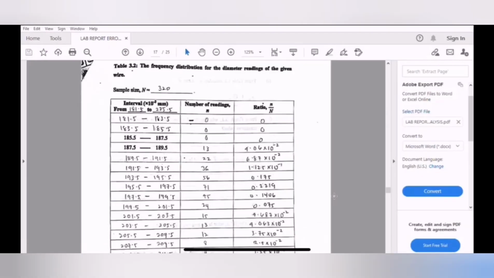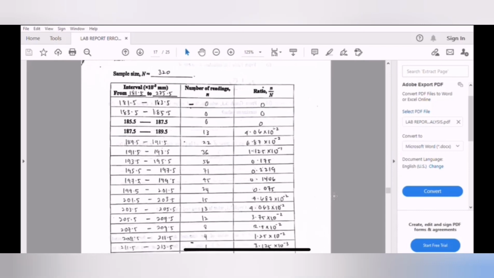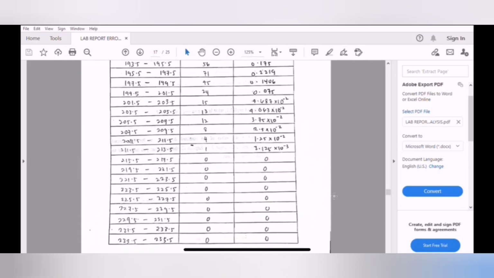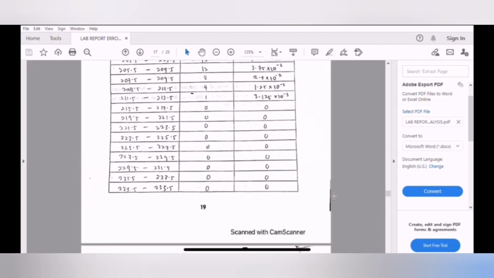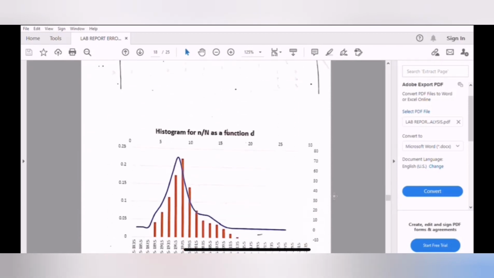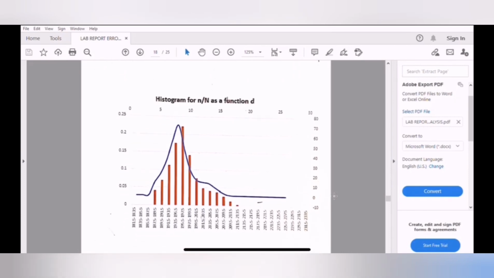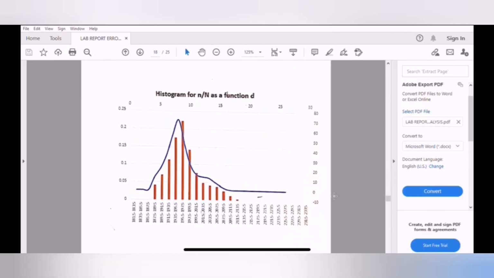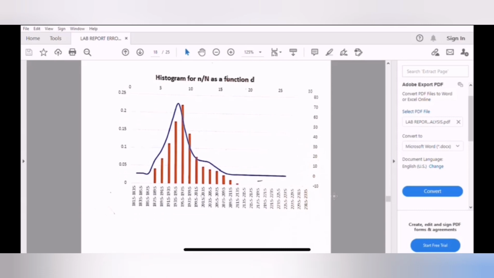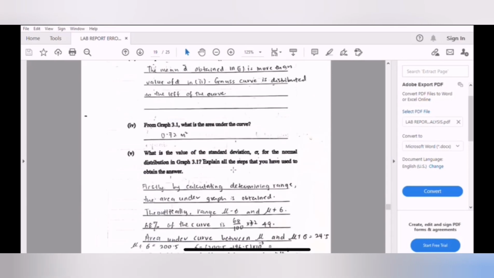Going to part B, it is mostly about the calculation. First, here is the range obtained after we calculate using the simple formula given. From the data and the range, we could obtain the histogram graph and also the Gauss curve graph. Here is the area under the curve, which after we calculated, we obtained 0.72 meters square.